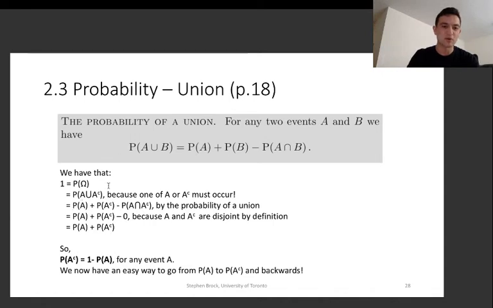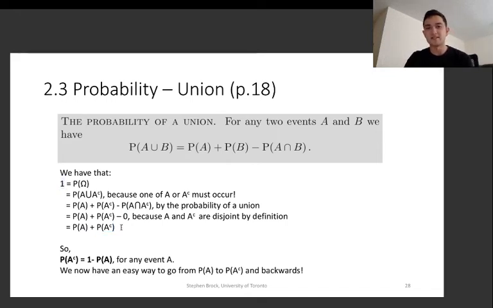And now with this probability of a union formula, we can substitute that to get the probability of A plus the probability of A complement minus the intersection. And what's cool here is that if we look at A and A complement, the intersection between these two sets has to be empty. It has to be the empty set because you can't be in A and not in A, right? So this just becomes 0, and now we get that the probability of A plus the probability of A complement must equal 1.